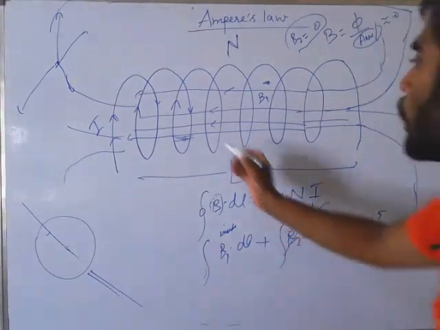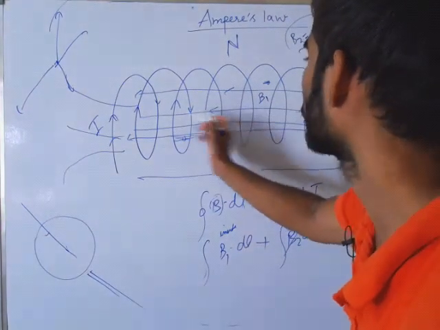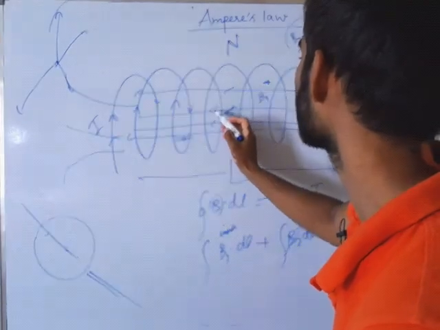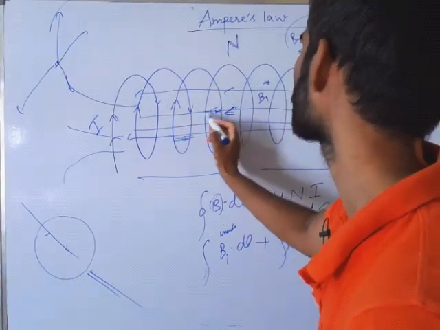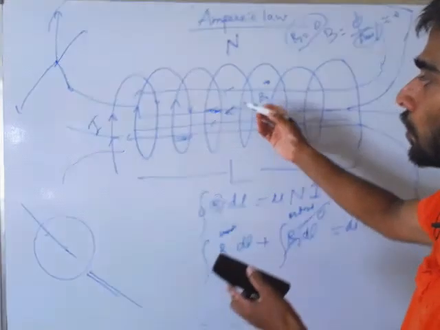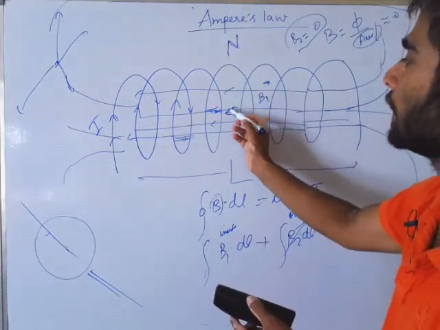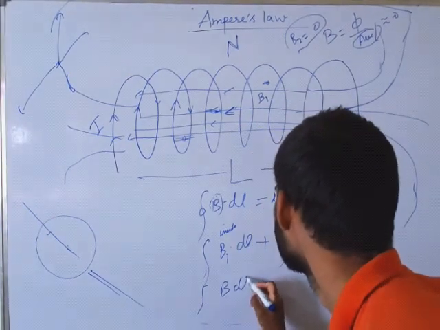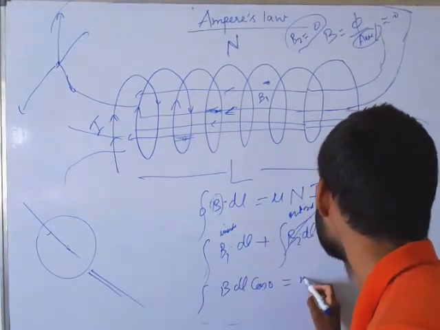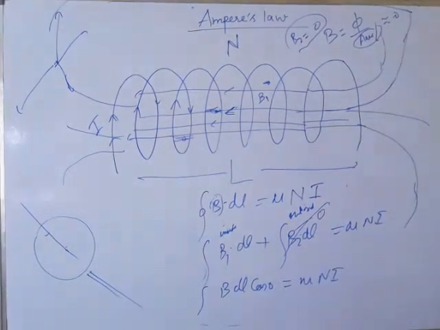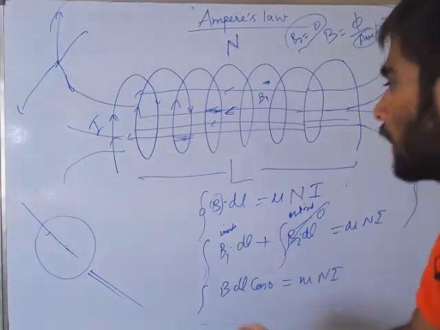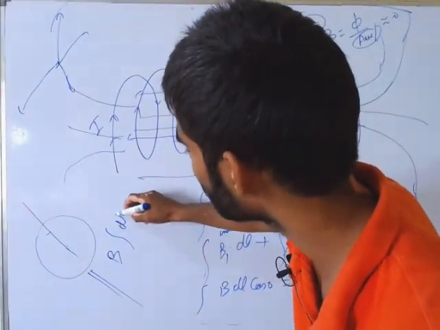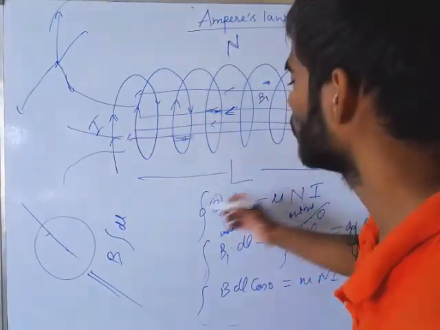B1 dl. Now we are traveling in this path. B is constant and the direction of B is in this direction. Suppose we take a small length dl, that is also in this path only. So here also the angle theta between B and dl is 0. So B dl cos 0 is equal to mu n I. B is constant, so take B outside. The remaining is dl.